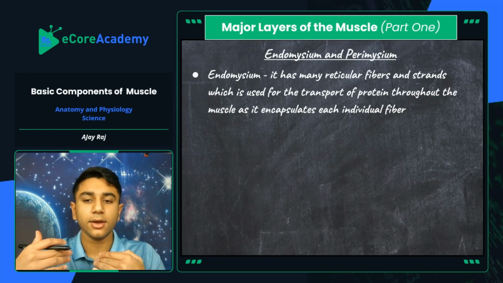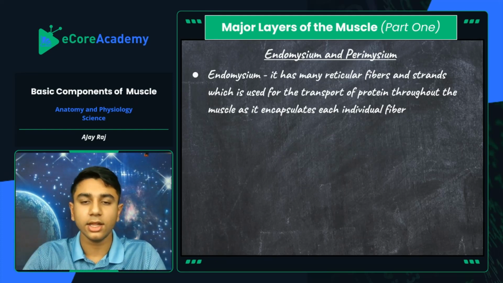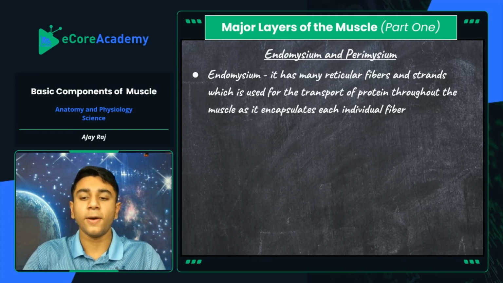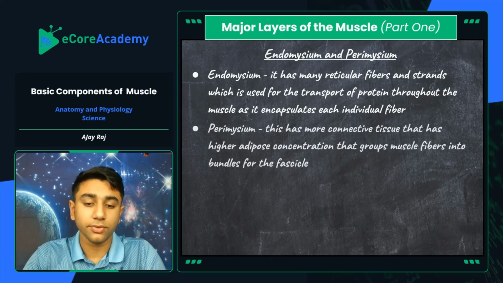That's why they always say you've got to eat a lot of protein in order to build big muscles. The endomysium actually utilizes the protein directly for the muscle and the muscle fibers.